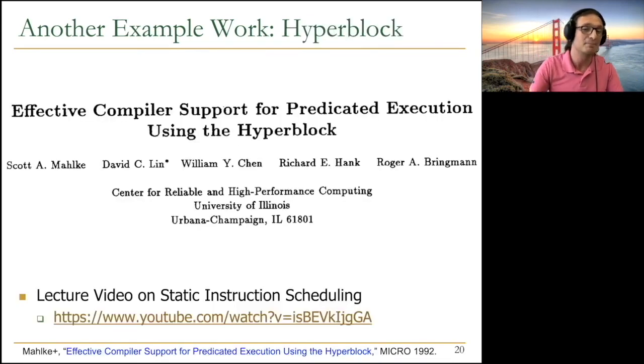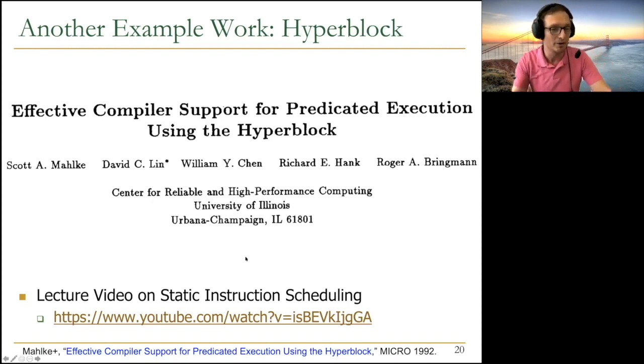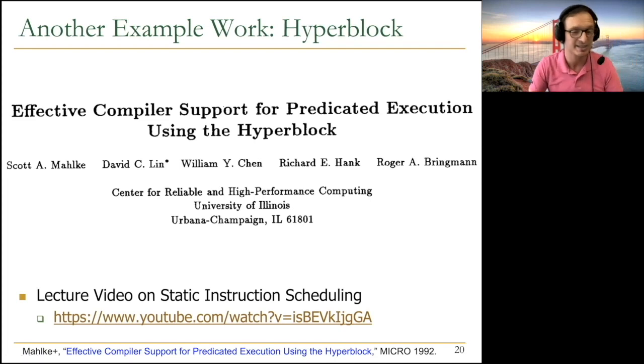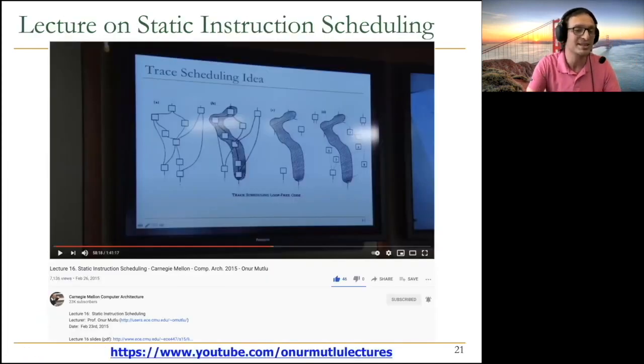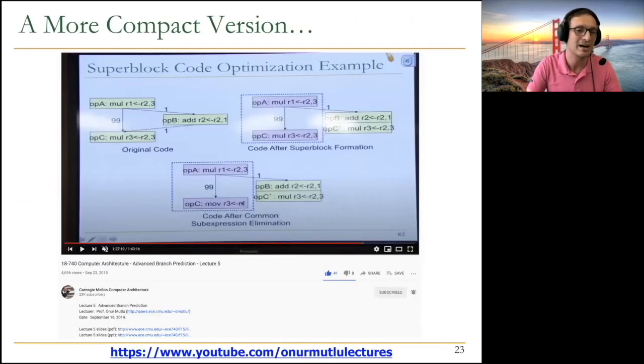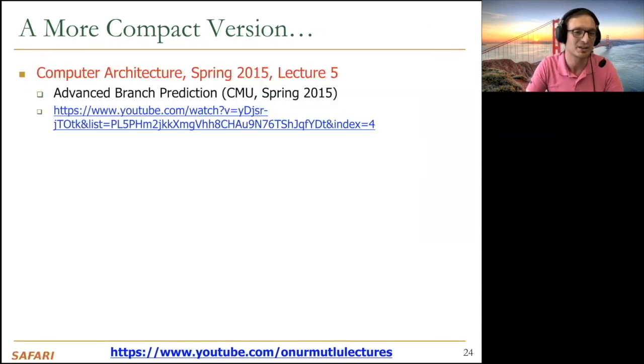And this is another example of that work. Many of these works actually have won test of time awards because they've influenced modern compilers. This one is one example. Superblock is another example, actually. And if you're interested in static scheduling more, I would definitely recommend that you take a look at our lectures on static scheduling, because this is actually a lot of fun, in my opinion. And there's a more compact version that covers both branch prediction and static scheduling in a shorter way.